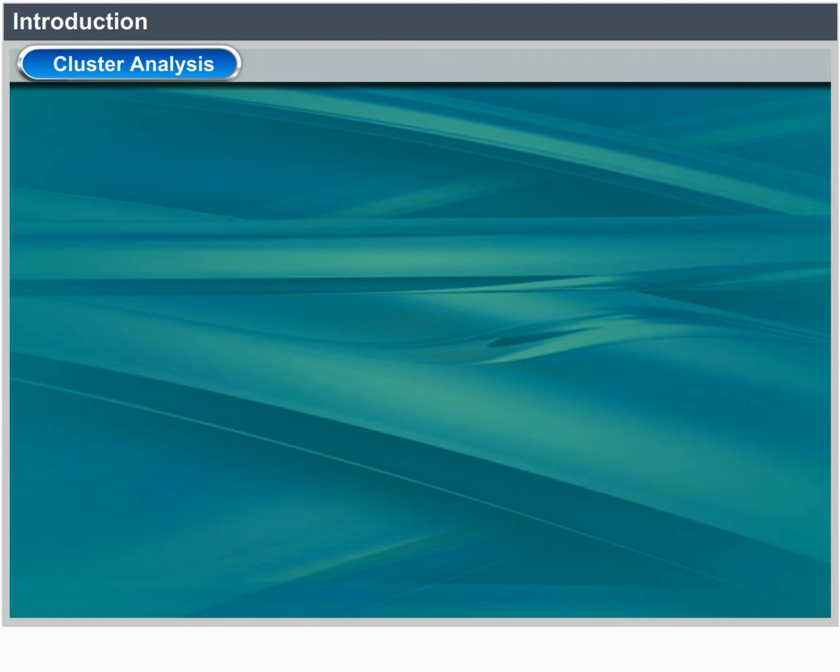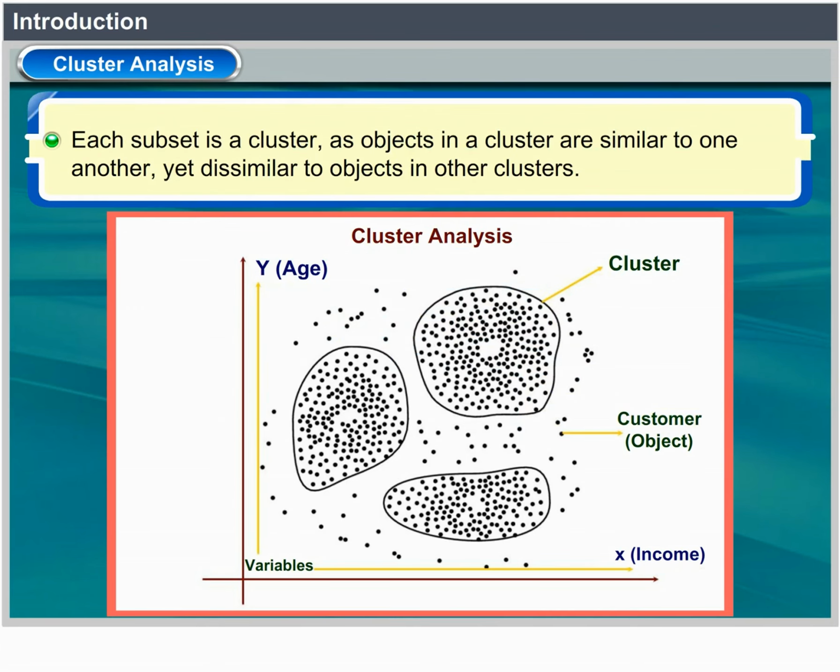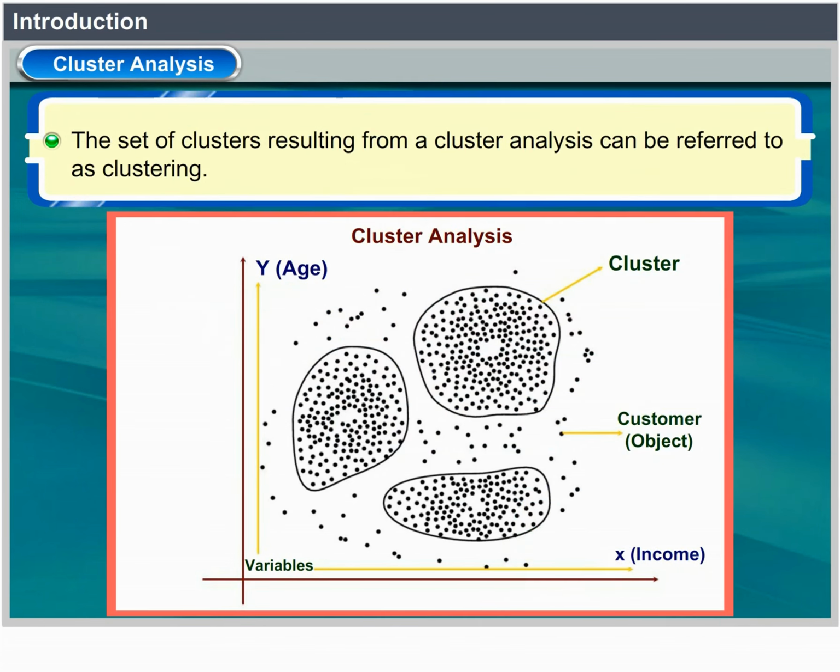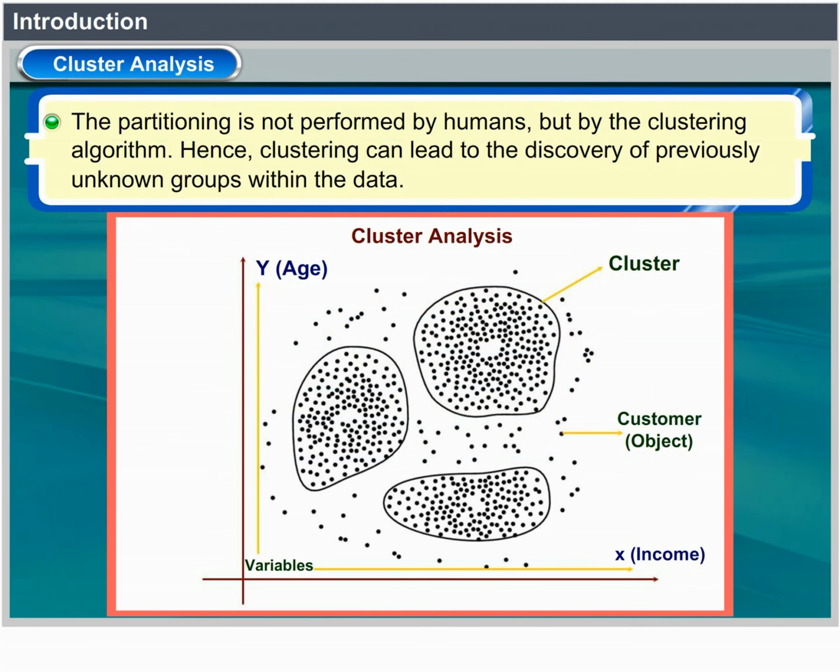Introduction. Cluster analysis. Cluster analysis, or simply clustering, is the process of partitioning a set of data objects or observations into subsets. Each subset is a cluster, such that objects in a cluster are similar to one another, yet dissimilar to objects in other clusters. The set of clusters resulting from a cluster analysis can be referred to as clustering. In this context, different clustering methods may generate different clusterings on the same data set. The partitioning is not performed by humans, but by the clustering algorithm. Hence, clustering is useful in that it can lead to the discovery of previously unknown groups within the data.